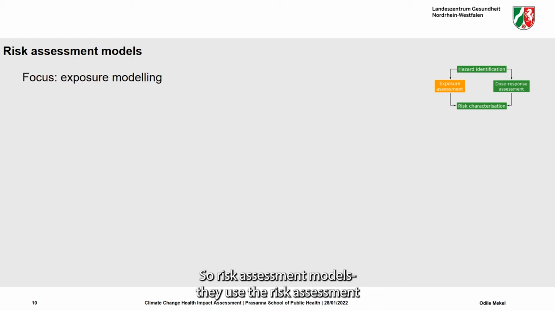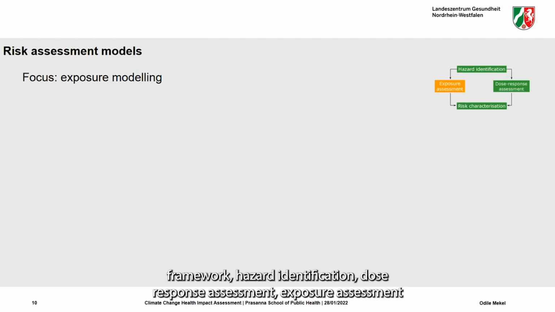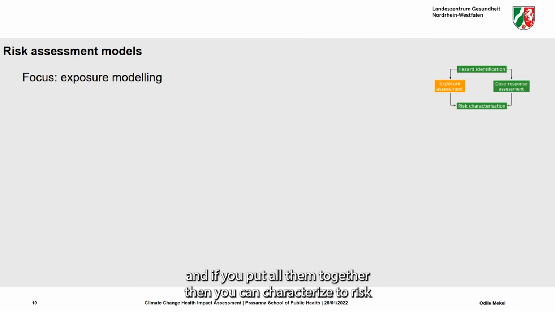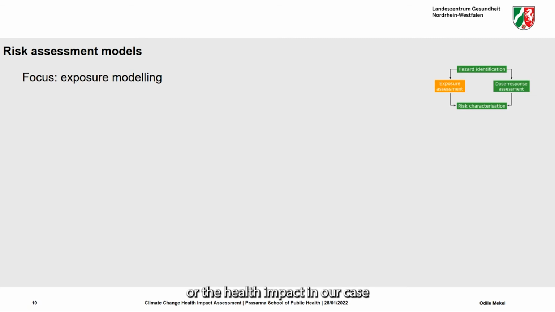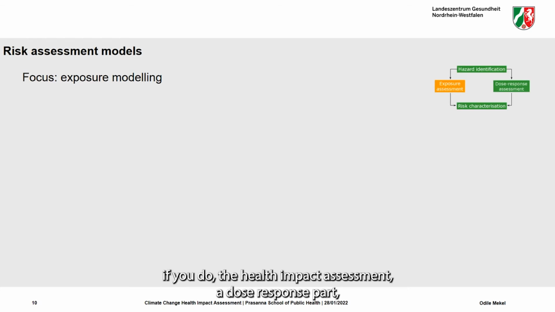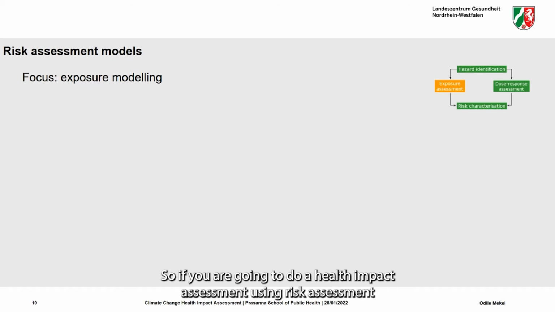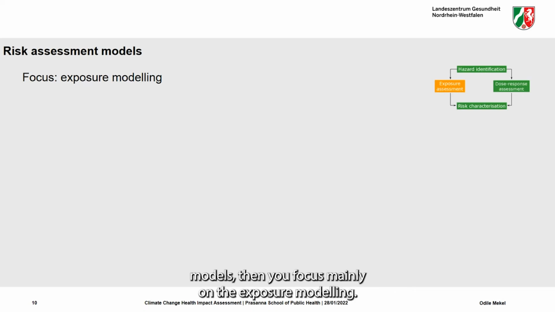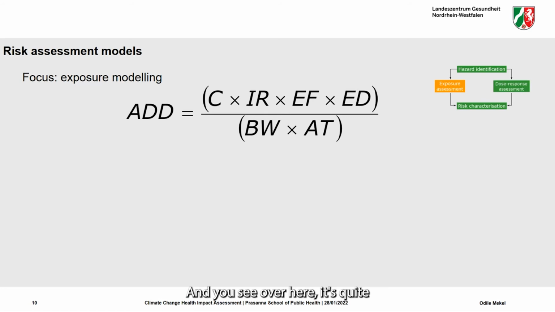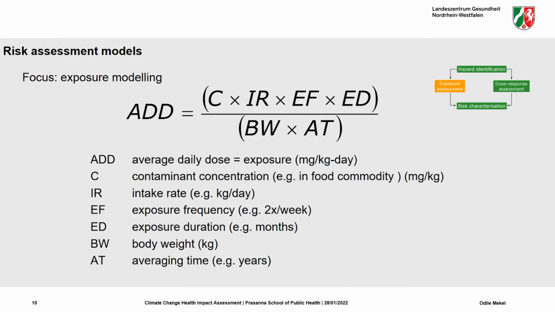So risk assessment models use the risk assessment framework: hazard identification, dose response assessment, exposure assessment, and if you put all of them together, then you can characterize the risk, or the health impact in our case. And the main part is exposure modeling. If you do the health impact assessment, the dose response part, toxicologists or epidemiologists will have measures for that. So if you are going to do a health impact assessment using risk assessment models, then you focus mainly on the exposure modeling. And you see over here, it's quite an easy formula that is being used.